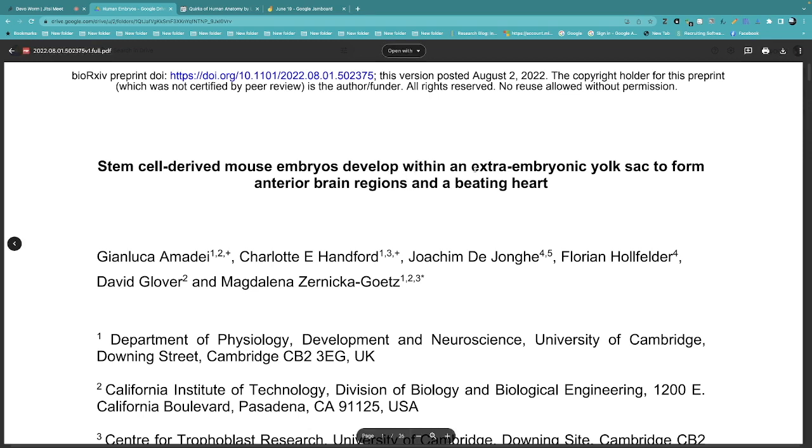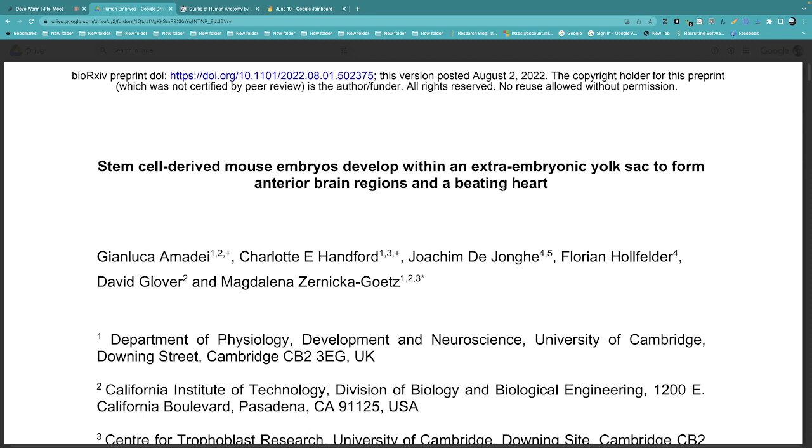So mouse embryos develop within an extraembryonic yolk sac to form anterior brain regions and a beating heart. So we're able to recapitulate this ability to embed this thing in an extraembryonic yolk sac. So this is extraembryonic. This is outside the embryo. You have a yolk sac. You're able to form these different structures.